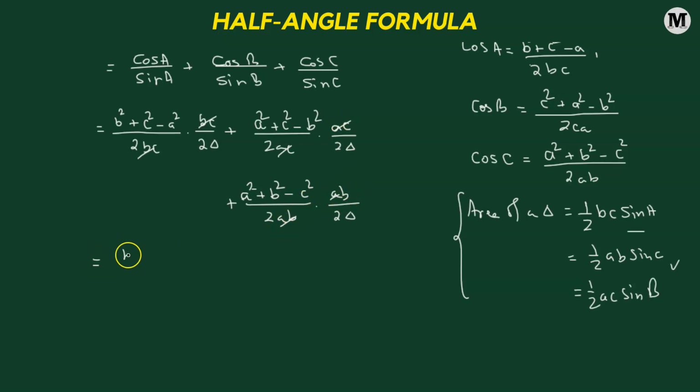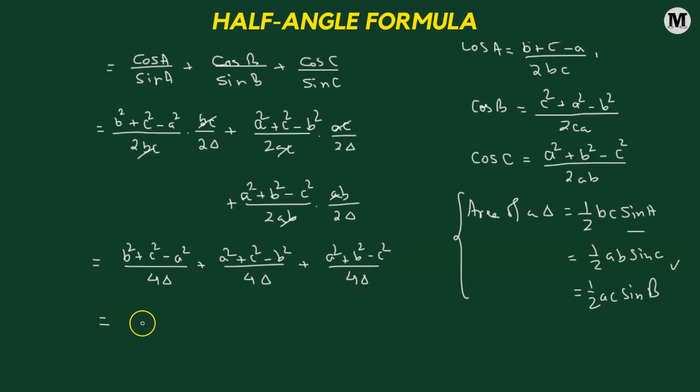So this is going to be equal to (b squared plus c squared minus a squared) divided by 4 delta, added to (a squared plus c squared minus b squared) over 4 delta, added to (a squared plus b squared minus c squared) over 4 delta. Now if we combine them, in the denominator we get 4 delta, and in the numerator we get a squared plus b squared plus c squared. So this is number 2. This is the sum of cotangent A plus cotangent B plus cotangent C.